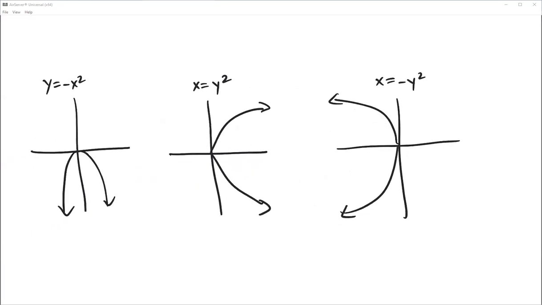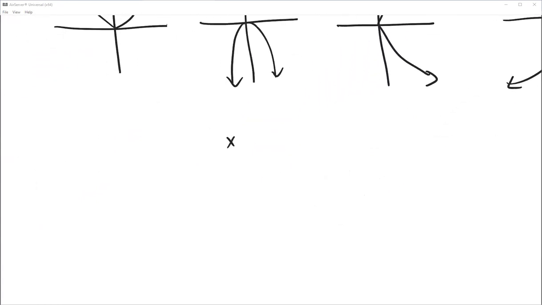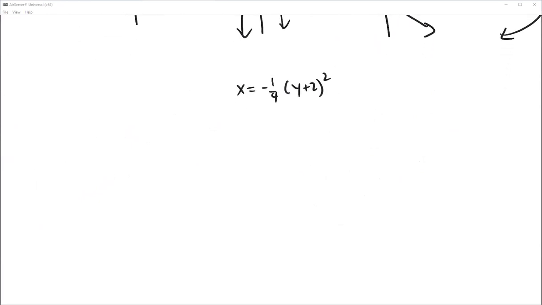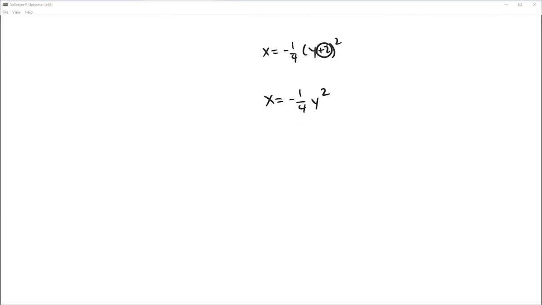So with this equation right here, I have x is equal to negative 1 over 4 times (y plus 2) squared. What I'm going to do first is graph x equals negative 1 over 4 y squared. And then after that, I'm going to shift it down 2, because of this plus 2, remember, you're taking the opposite sign. So you're going to shift down 2. All right, so let's graph this first here.